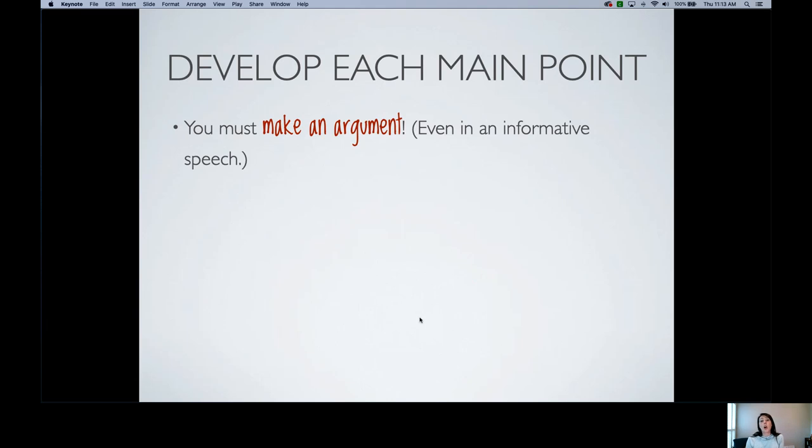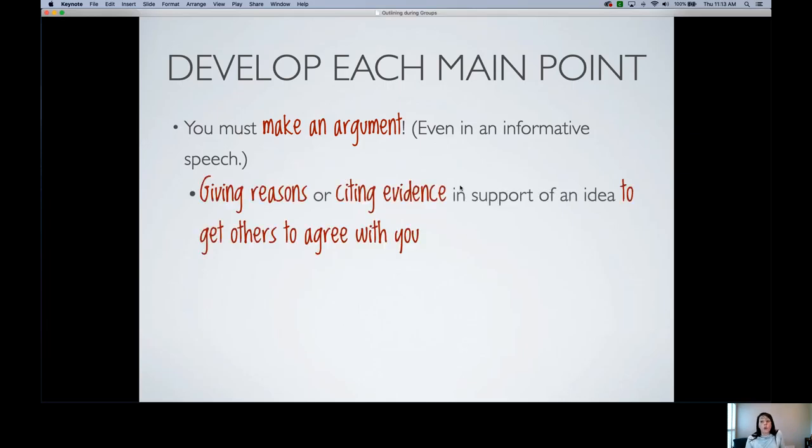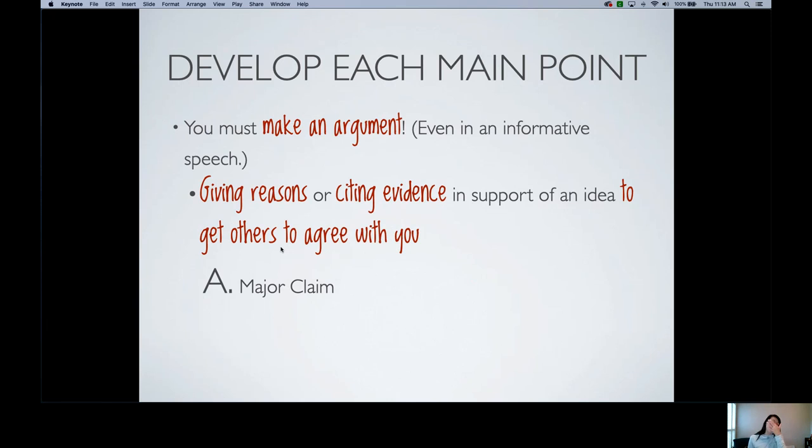When I talk about making an argument, I talk about the way in which you structure the information so that it has a logical conclusion as you work through the information. And even in an informative speech, you are going to make an argument. One definition of an argument would be giving reasons or citing evidence in support of an idea to get others to agree with you. Now, when you have made arguments in the past, a lot of times it probably was to conquer the other person, but we want people to agree with us. So we are going to think about argumentation in a different way.